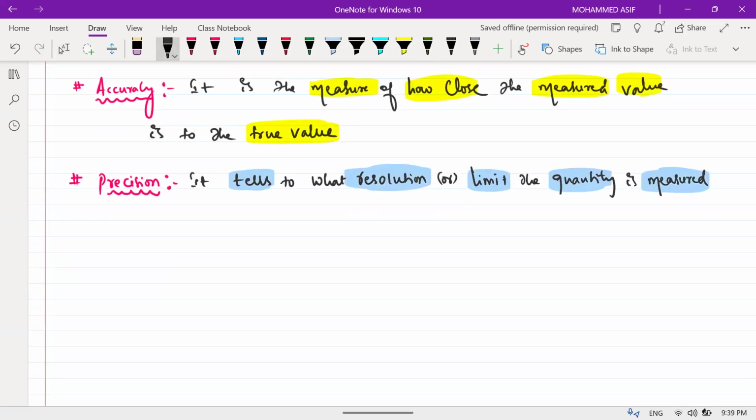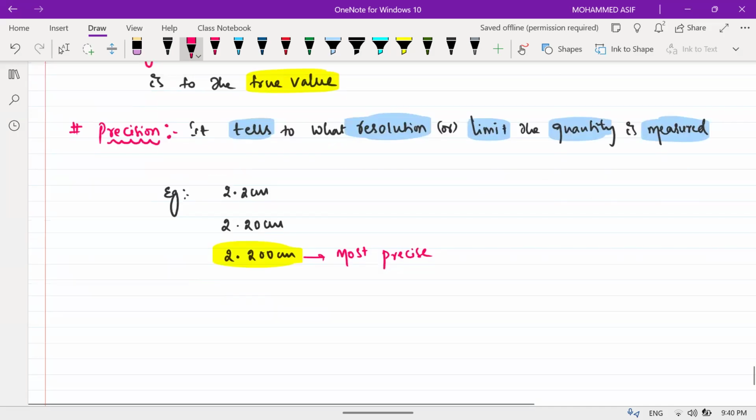Like say for example, if I got the value as 2.2 centimeters, or 2.20 centimeters, or 2.200 centimeters, in this one, the value 2.200 centimeters will be the most precise. Am I clear? Yes, sir.